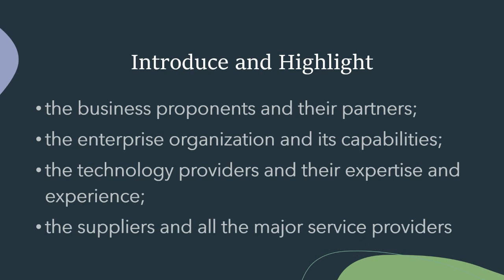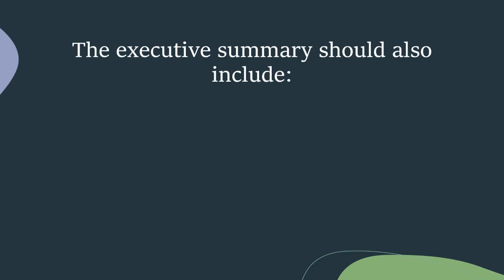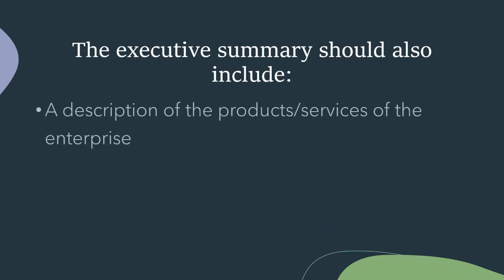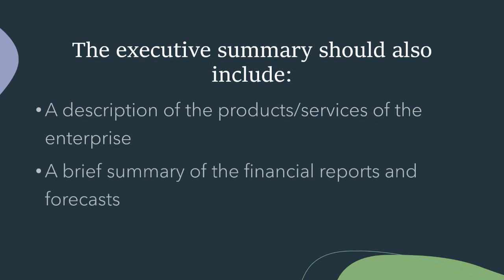It should also describe the products and services of the enterprise, their features and attributes, and why they are the right ones to deliver to the customers. The last part of the executive summary should also contain the capital structure and the financial forecasts of the business.